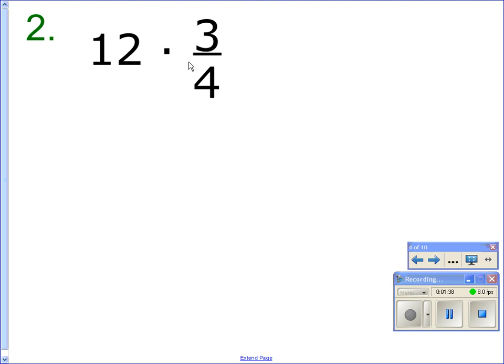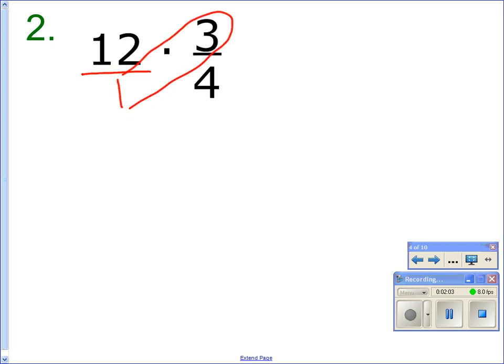We have 12 times 3/4. Okay, whenever you want to make a whole number a fraction, you are going to put it over 1. That is for all whole numbers. If you want to make a whole number a fraction, you're going to put it over 1. Now, we don't have any mixed numbers, so we're going to start cross-simplifying.